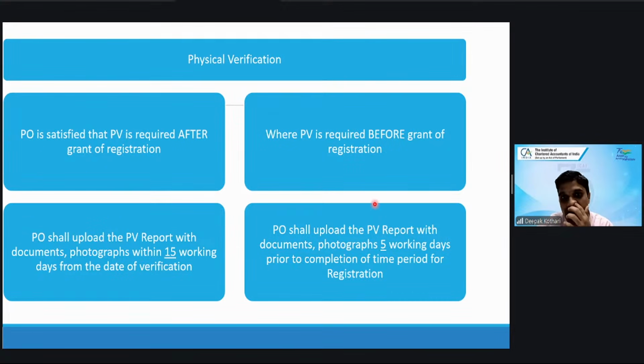But where physical verification is required at the time of grant of registration itself, they're saying on the criteria that you have to go and do the physical verification. Then they will do it within 5 working days prior to the completion of the time for registration. Like we have the 7 days and 30 days time limit, 5 days before that they have to do the physical verification and close it. Okay.